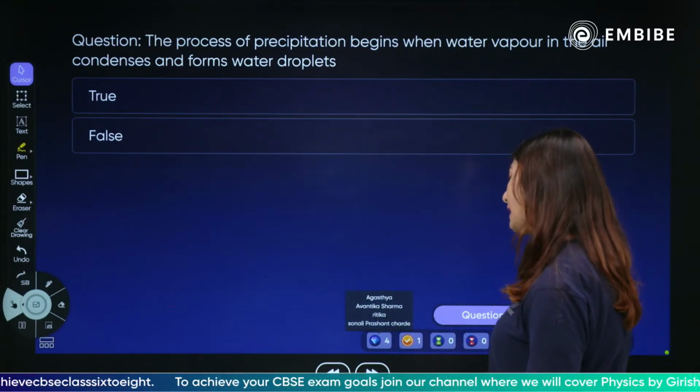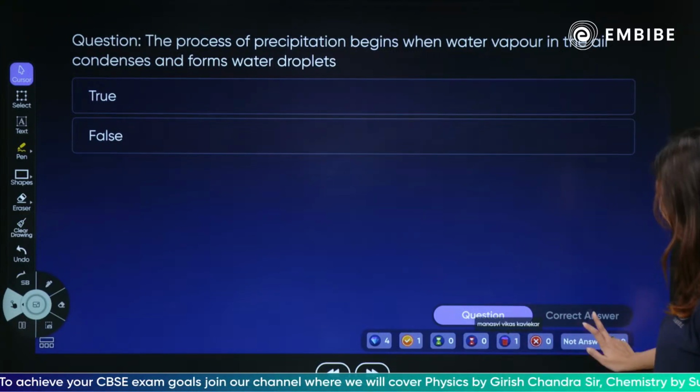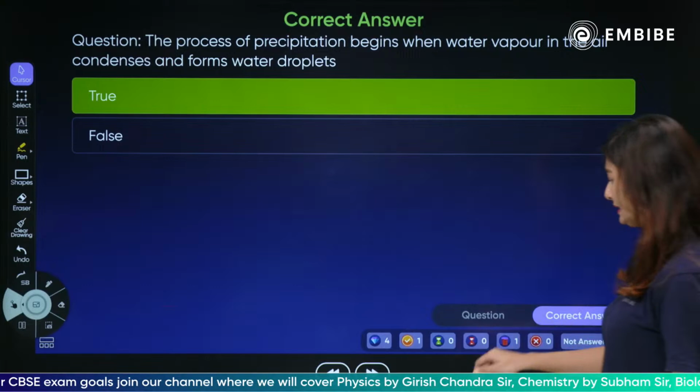Okay, and then we have Govind who has also answered correctly. Good job. Sonali has also answered perfect timing में एकदम सही जवाब दिया है. Manasvi has taken an attempt. It is true. ठीक है?